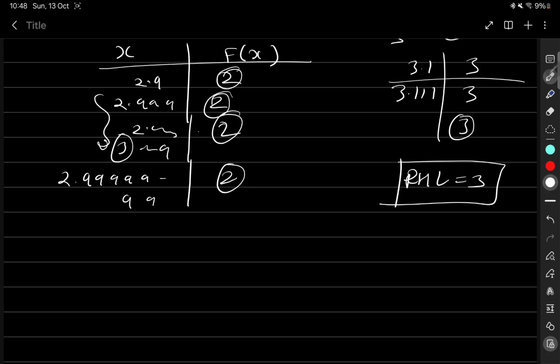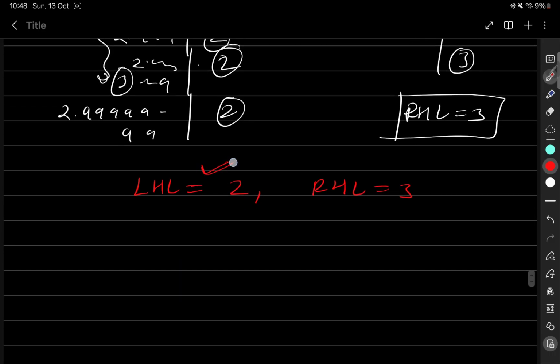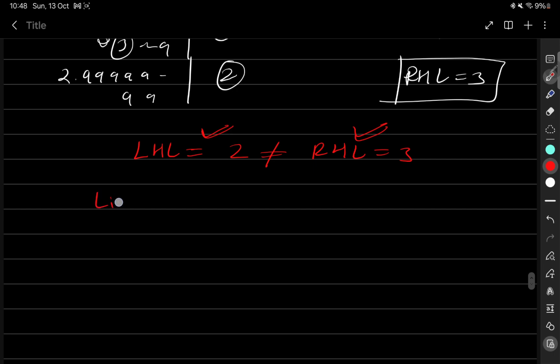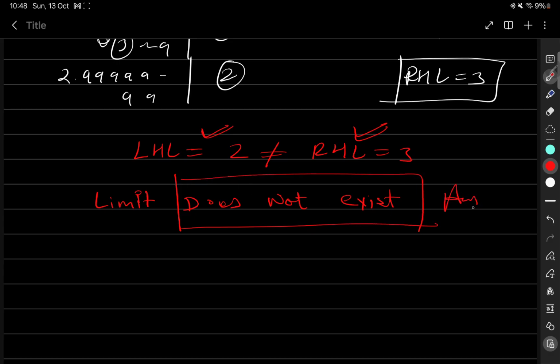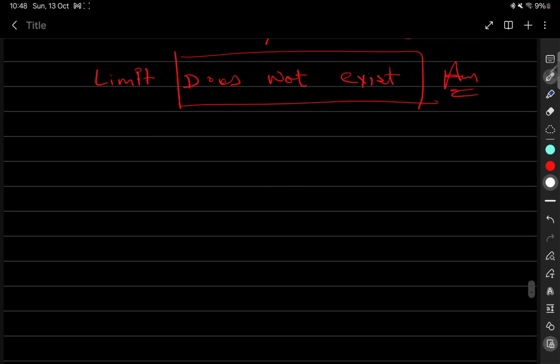Now see, LHL exists as 2, RHL exists as 3, right? They both exist, but they are not equal. That is why limit does not exist. So this is our answer. Got it? Sure. Got it or not?